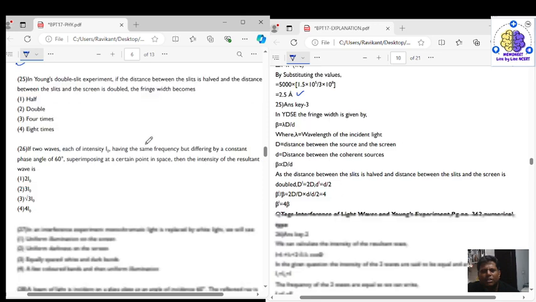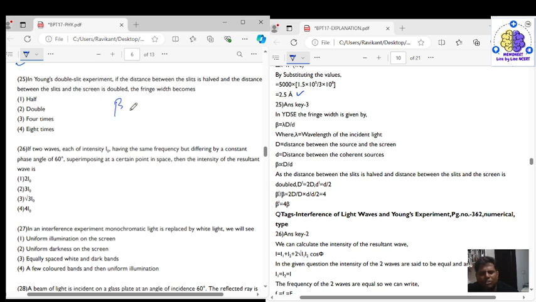Now let's come to question number 25. Question number 25 says that in a Young's double slit experiment, if the distance between the slits is halved and the distance between the slit and the screen is doubled, the fringe width becomes 4 times. Why 4 times? Because beta is equal to lambda capital D upon small d, right?